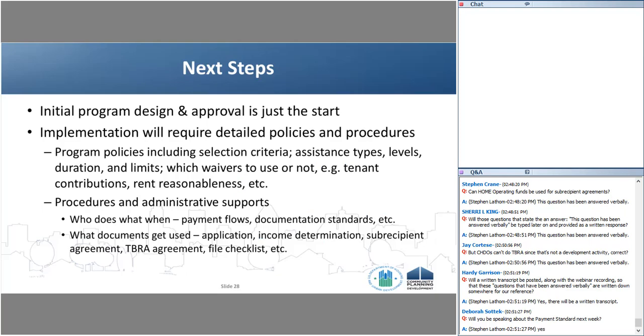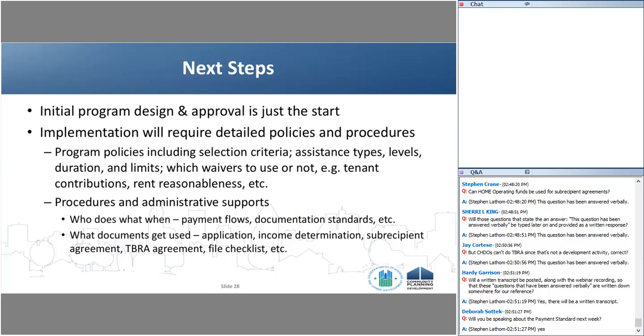Today what we really focused on, again, are the first two stages in that graphic that we started with, the initial program design and approval. We recognize that that's just the start. Implementation is going to require detailed policies and procedures about our selection criteria, the types of assistance, the levels, the duration, the limits on which we'll give, which waivers we're using and which ones we're not, all of that.